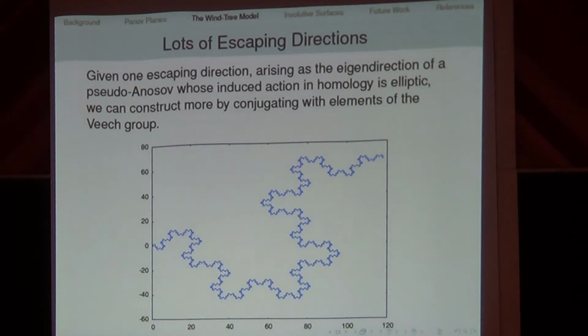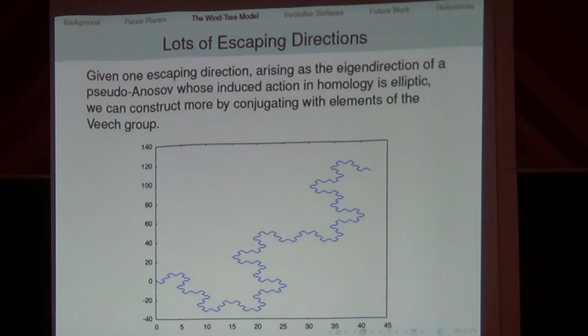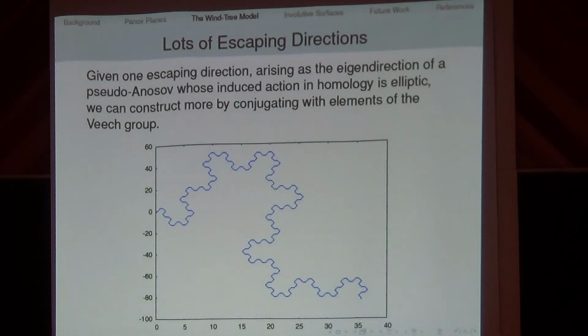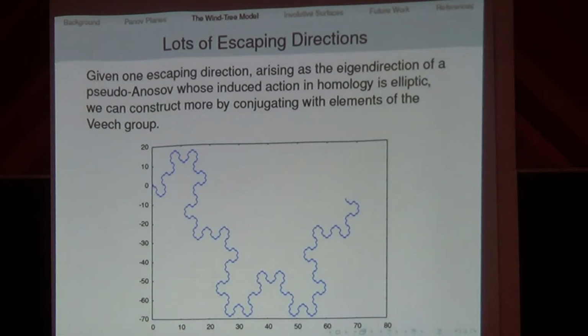So here's this original picture that we kind of call the snowflake picture that I showed you a little bit ago. And if I conjugate the pseudo-Anosov with, I think in this picture it's actually the horizontal twist, we get another direction, and that's what you see here. And this is conjugating with the horizontal twist twice, so the square of the horizontal twist. And then the product of the horizontal and vertical twists gives us yet another direction. So you get lots and lots of these directions if you have one of them just by conjugating with these in each group.